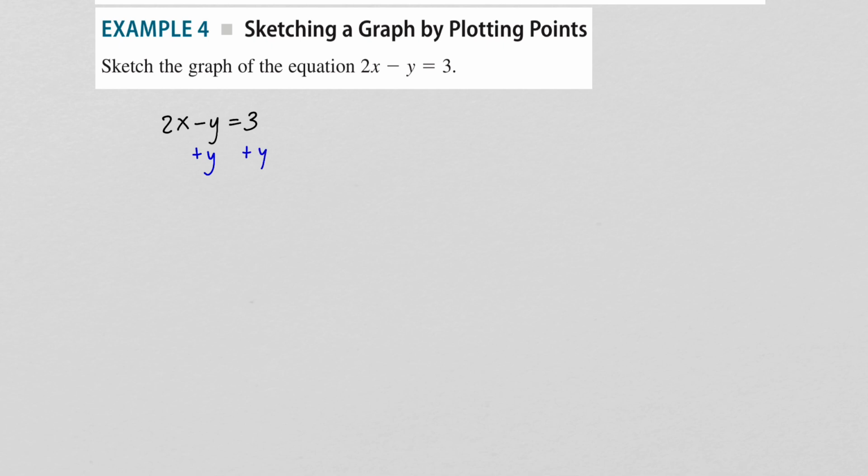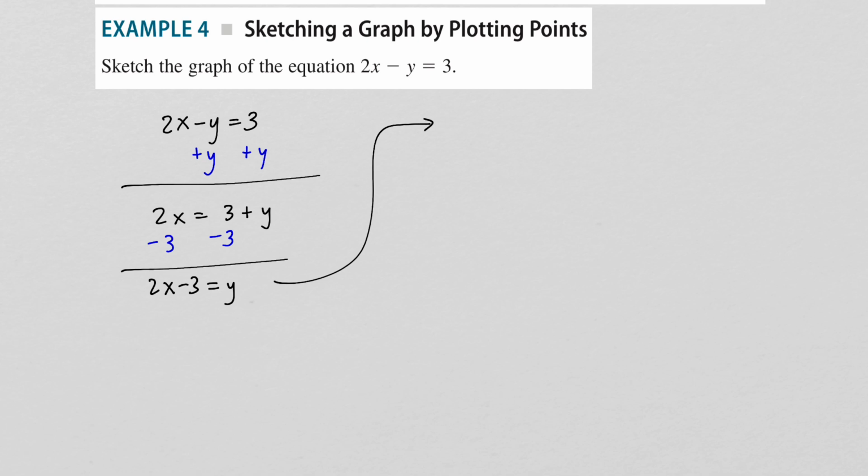That's going to get the y on the right-hand side, but it's also going to make the y positive. And then to solve for y, I just need to subtract 3 from both sides. And this gives us 2x minus 3 is equal to y, or to write that in a little bit better way, y equals 2x minus 3. Now to sketch the graph, we're just going to plot some points.